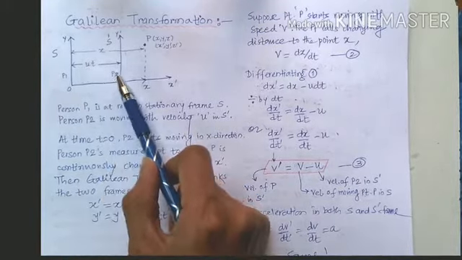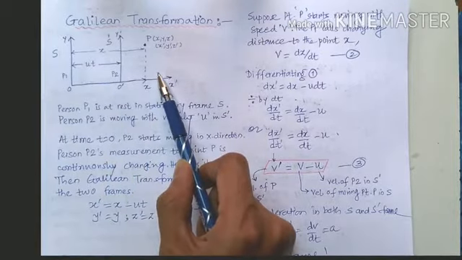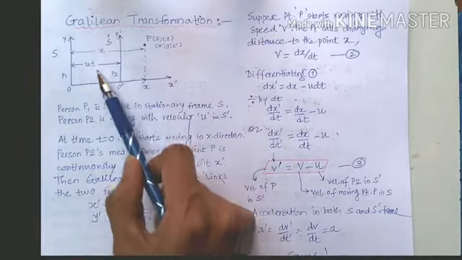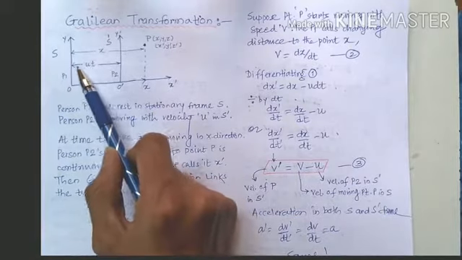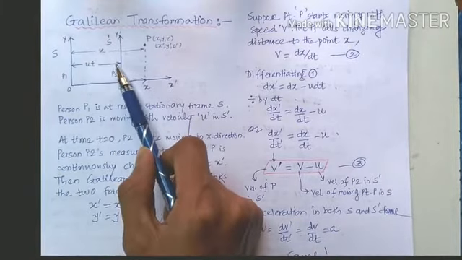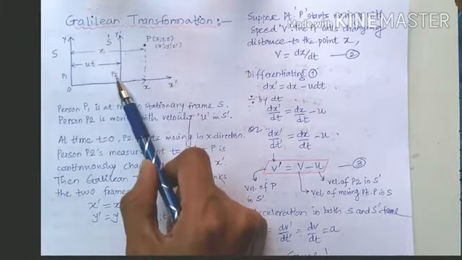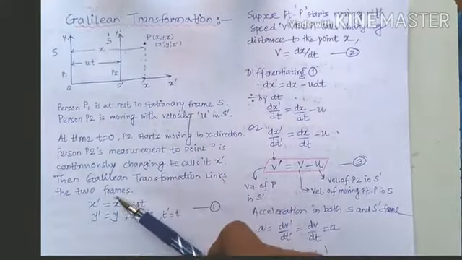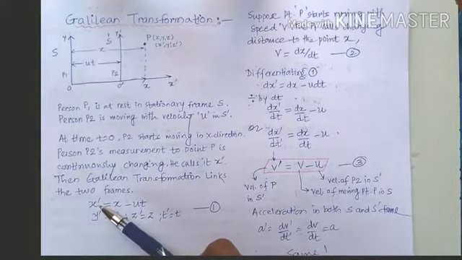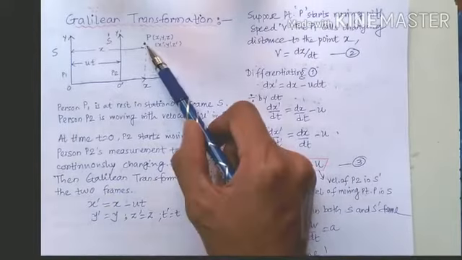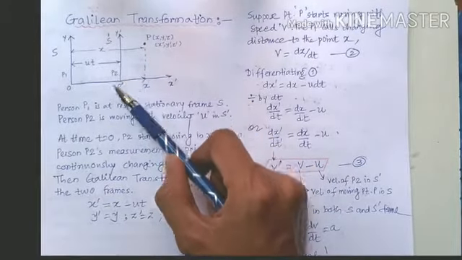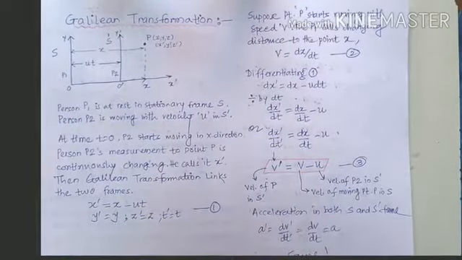This person 2 is moving in positive x direction. So u into t, that is velocity into time, gives the displacement or distance covered by this frame or person 2. Okay, so here x dash, that will be the distance of point P from P2, is equal to x minus ut.